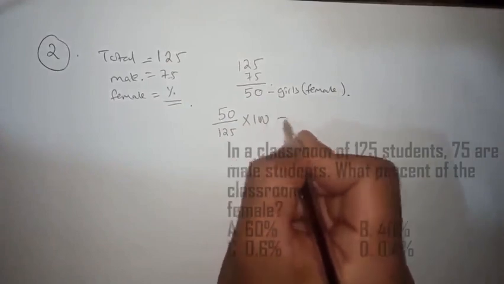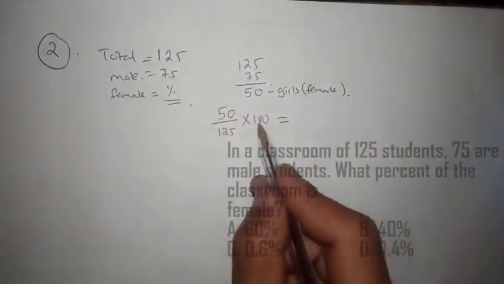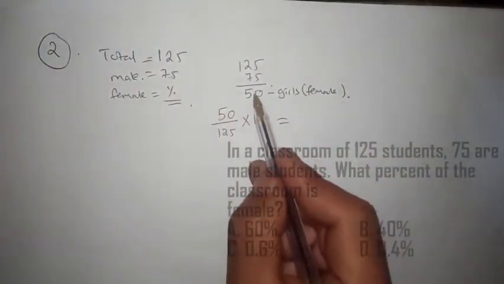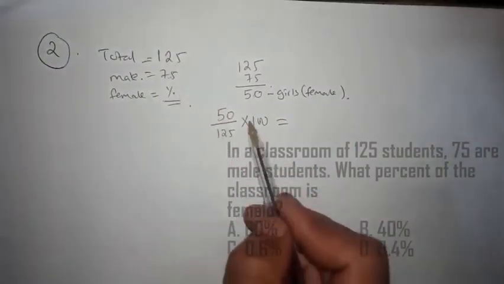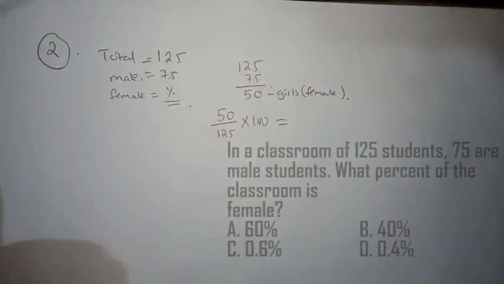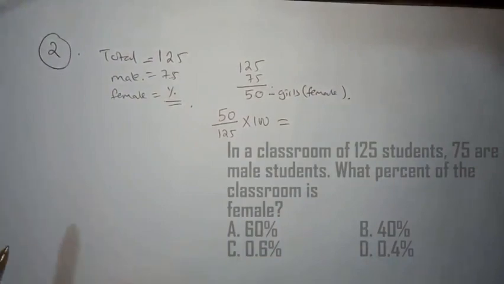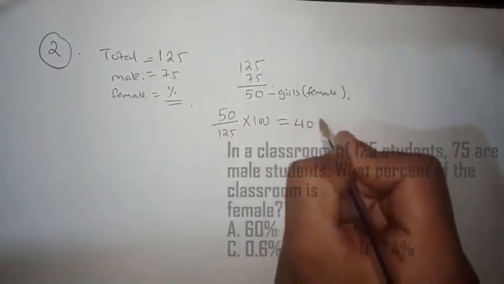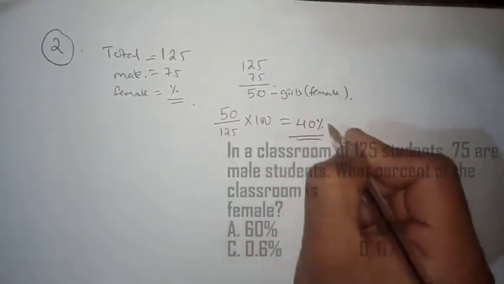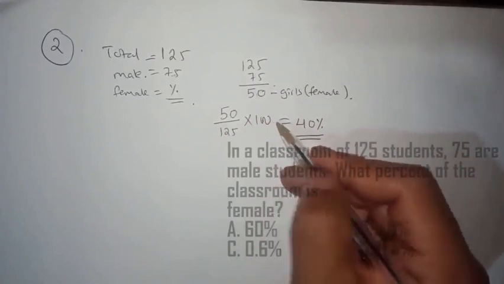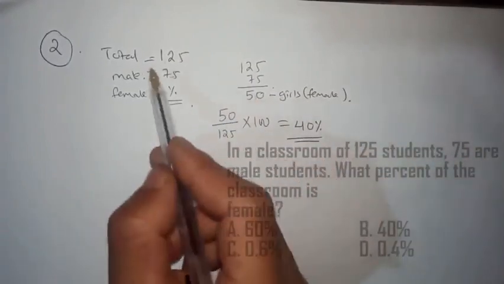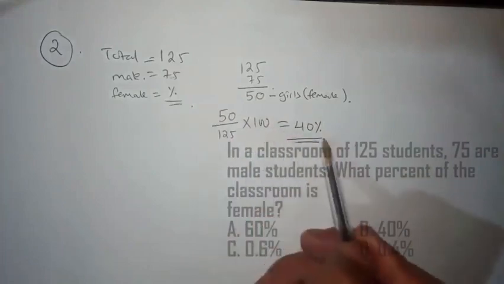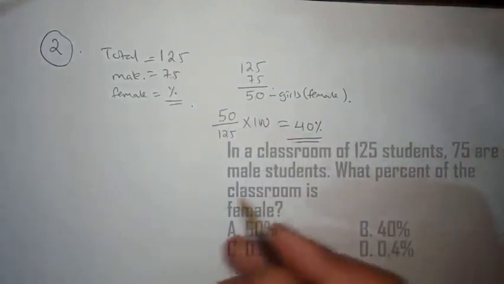To represent it as a percentage, we take the 50 girls over the total of 125 students, into 100. So 50 over 125 into 100 will give us 40%. So for a percent, we directly multiply by 100: total number of girls 50 over total number of students 125 into 100 is 40%. And it is simple.